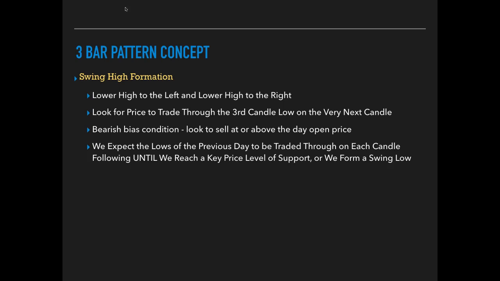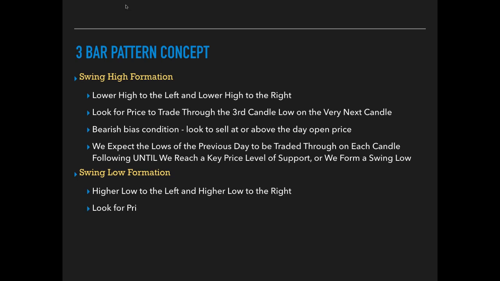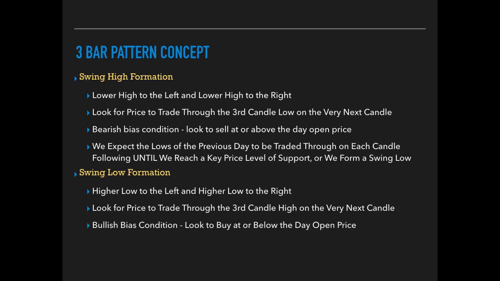All right, and then conversely, a swing low formation, okay, is basically just the opposite of the swing high. So what we're looking for is a candle to form a low. We're going to have a higher low to the left, a higher low to the right, okay, and that'll be our swing low formation. Okay, then we're going to look for price to trade through the third candle's high on the very next candle, and then that will give us a bullish bias condition. And from that point on, we'd be looking to buy at or below the day open price.